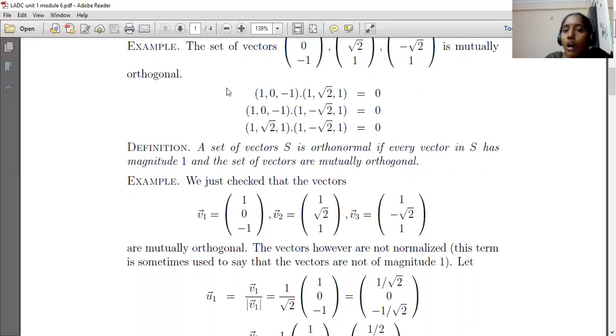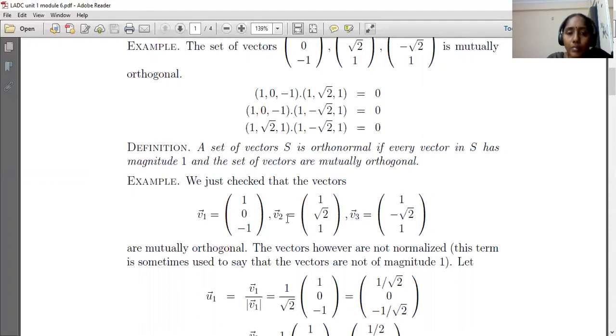Now we are moving to orthonormal. The set of vectors S is orthonormal if every vector in S has magnitude 1 and the vectors are orthogonal. Here is a small difference between orthogonal and orthonormal. A set is orthogonal means each disjoint pair is orthogonal or perpendicular. Orthonormal means each disjoint pair is orthogonal and also the length of each vector is 1. Then we say that the set is orthonormal.